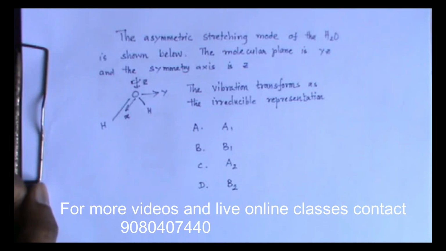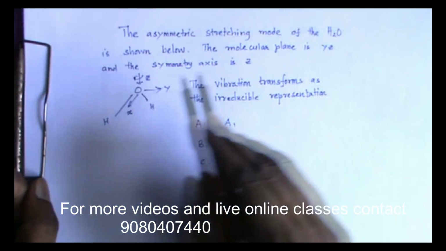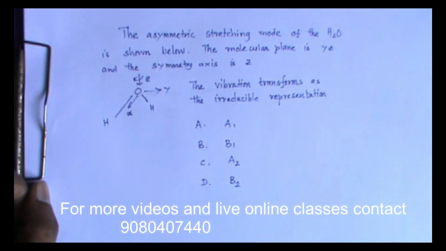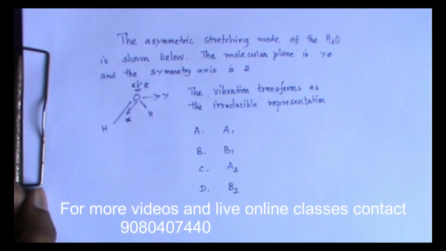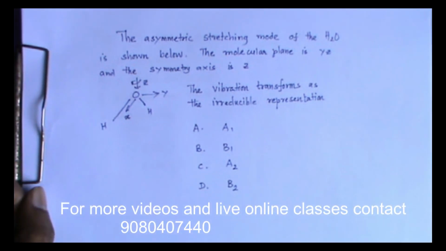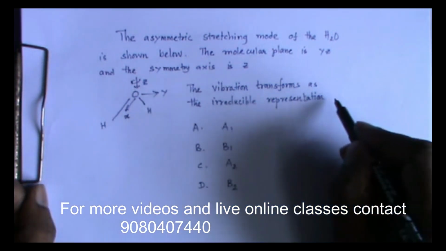This problem is based on group theory. The asymmetric stretching mode of the H2O is shown below. The molecular plane is YZ and the symmetry axis is Z. The vibration transforms as the irreducible representation dash.